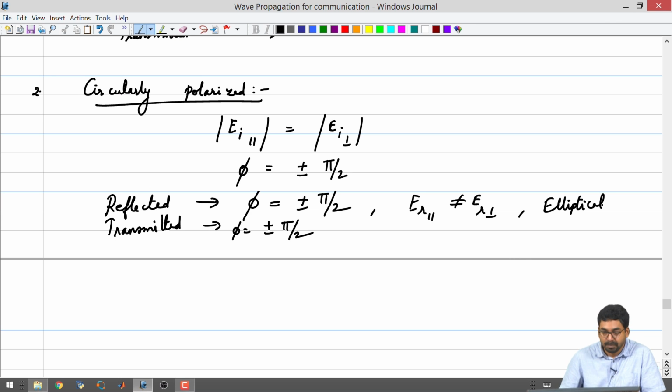Okay. The same thing happens in the case of the transmitted wave. The transmission coefficients are not equal. Which means that your E t parallel need not be equal to E t perpendicular, and once again it becomes elliptical.